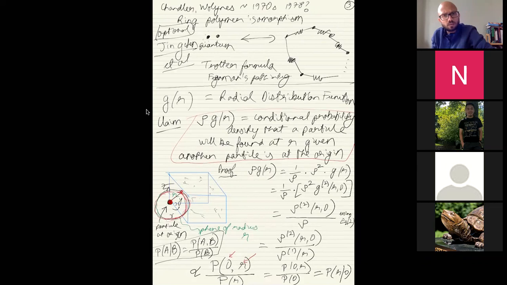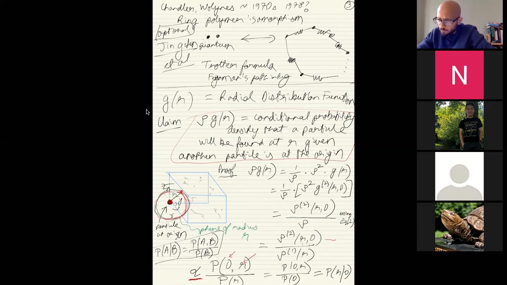So everything is equal. And this is the proof. We started with rho g of r, we divided by rho, we got rho squared, then we used our equation 2 to say that rho squared multiplied by g2 is equal to rho 2, which is the reduced distribution function. And then we saw that this is like the probability, so I wrote the proportional over here, of 0 comma r, and again I can flip the molecules.